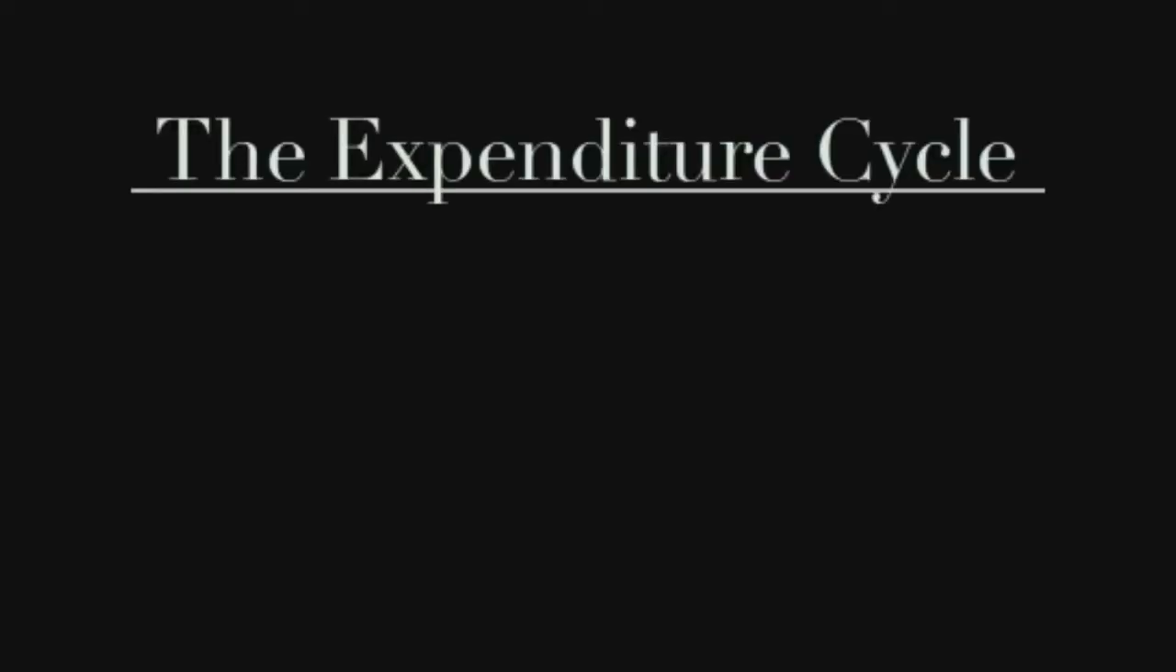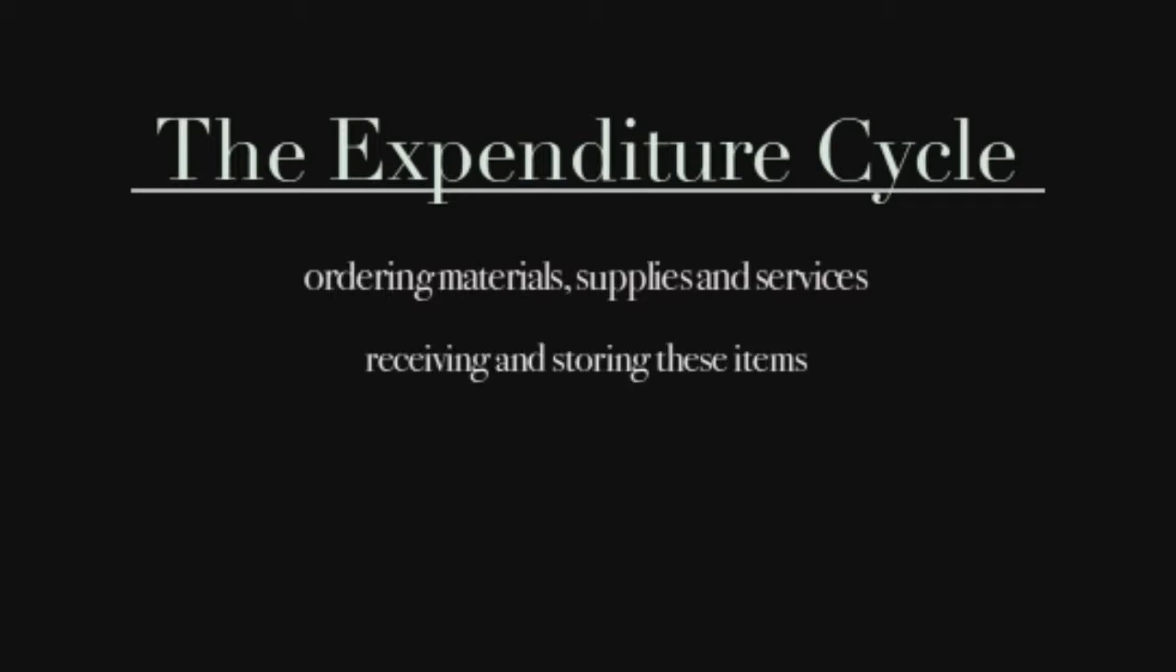In summary, there are 4 important activities in the expenditure cycle. 1. Ordering materials, supplies and services. 2. Receiving and storing these items. 3. Approving supplier invoices. 4. Cash disbursements.